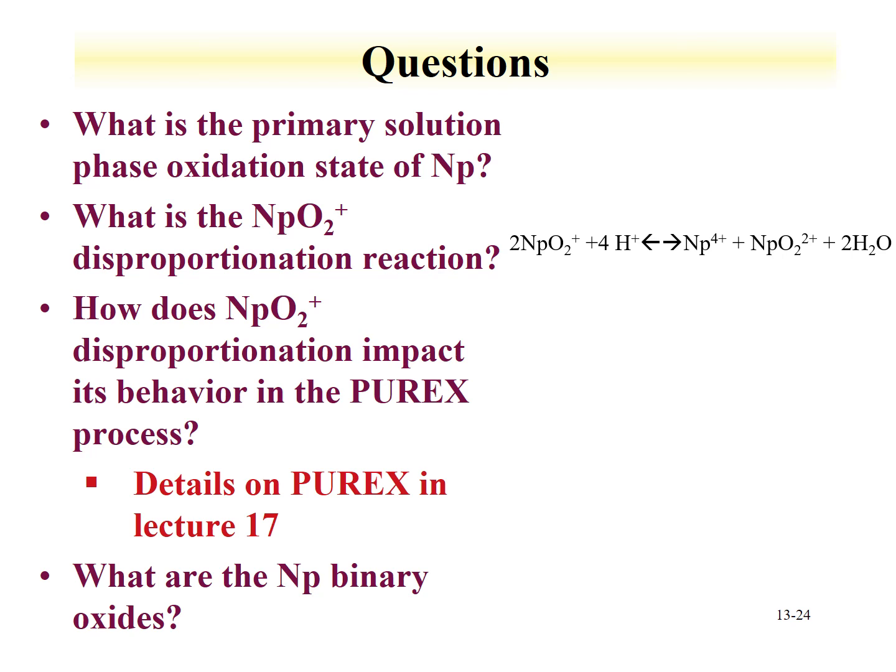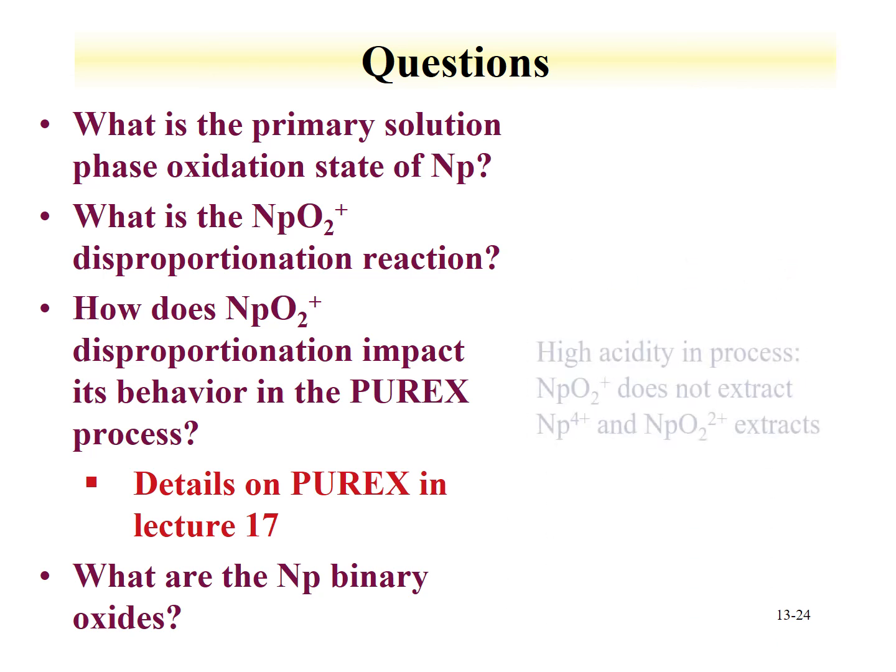How does this neptunium disproportionation reaction impact the PUREX process? We introduced the PUREX process in this lecture. We'll have some details on this process in lecture 17. But the process is used to remove uranium and plutonium from spent fuel. If neptunium is, during the separation process, Neptunium-5 does not extract in the PUREX process. However, the process is acidic, so you can get disproportionation of neptunium to the 4 and to the 6 oxidation state, and both these extract.